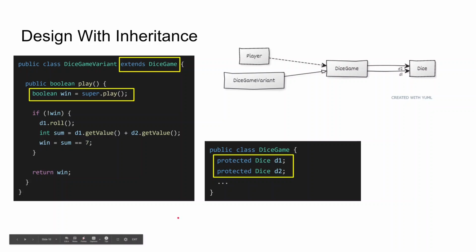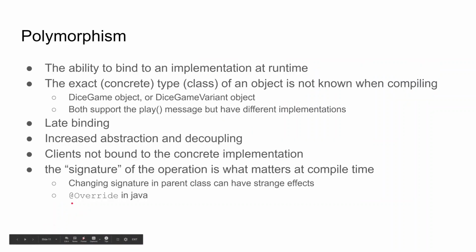And we actually don't need to make any changes to the player class because the player is only dependent on dice game. It does not really know that there is a special type of dice game also. And this is because most object-oriented programming languages implement something called polymorphism. And this is the ability to bind to an implementation at runtime.